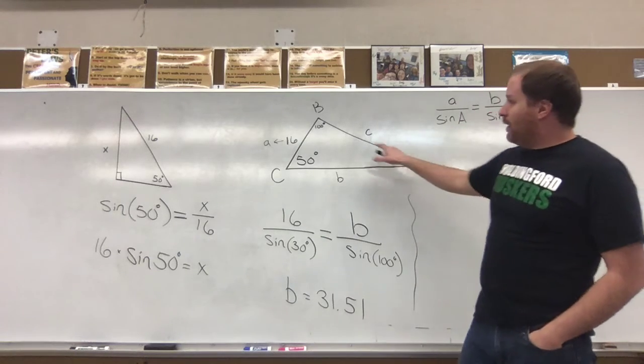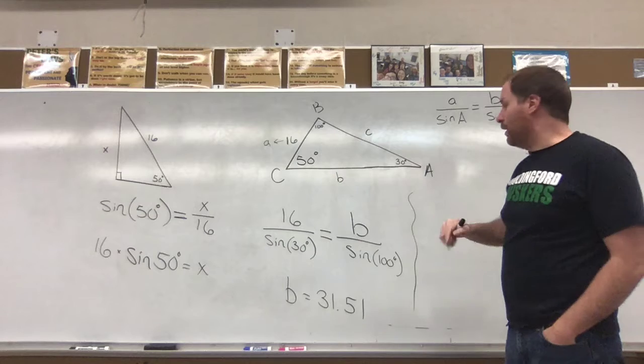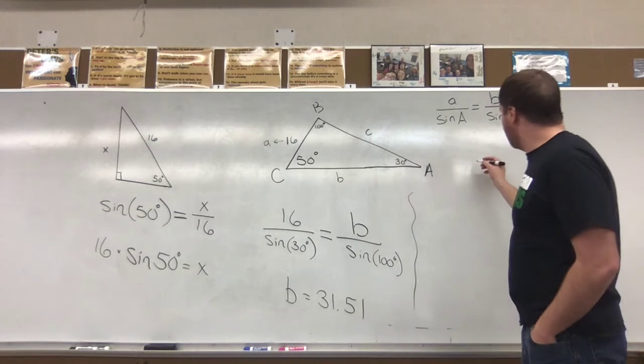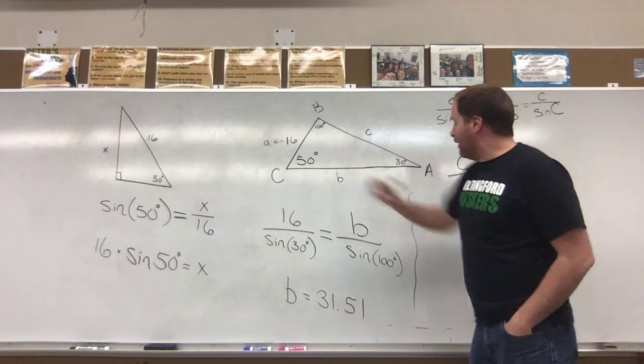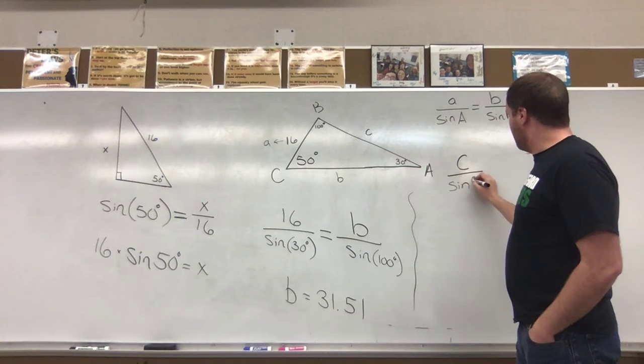For law of sines, we need to have a side and the angle across from it, right? So in here, I've got c. That's what I want to know. So I would put down c over sine of 50 because that's the one across from it.